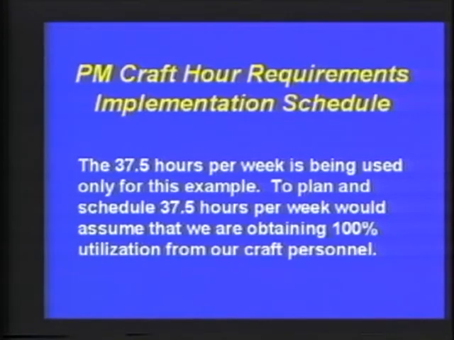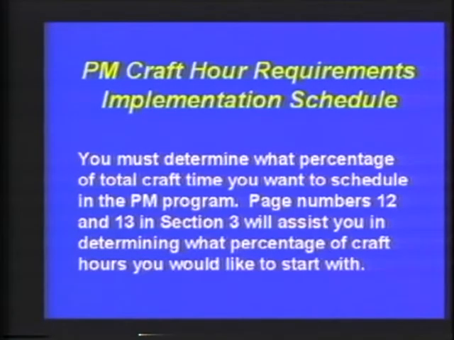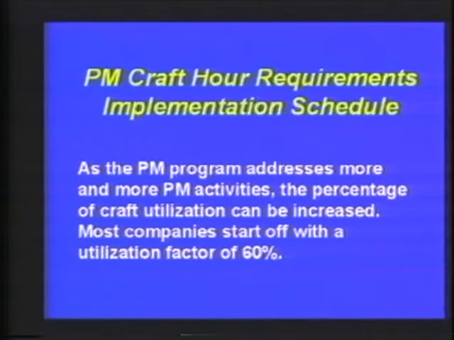Now, that's at 100% utilization. If you remember earlier, I indicated that you really want to determine at what percentage of that 37 and a half hours you actually want to schedule to. My advice, as I've indicated before, is start off somewhere between 45 to 50% and then gradually start to increase that. Now, if you happen to be one of the shops that has, let's say, utilization of 40 to 45% today, then my recommendation is to start off around 50 to 55%.